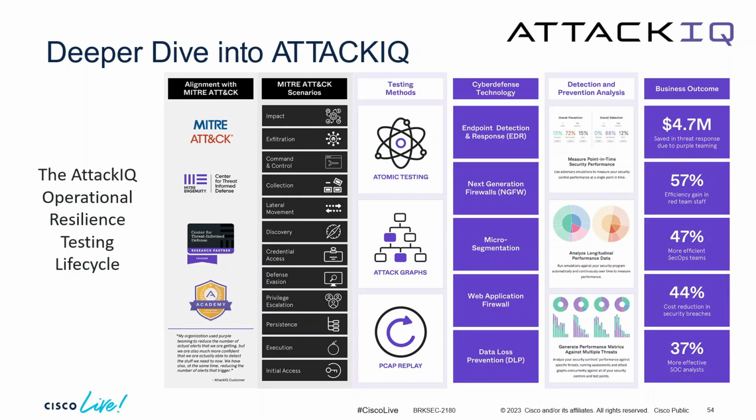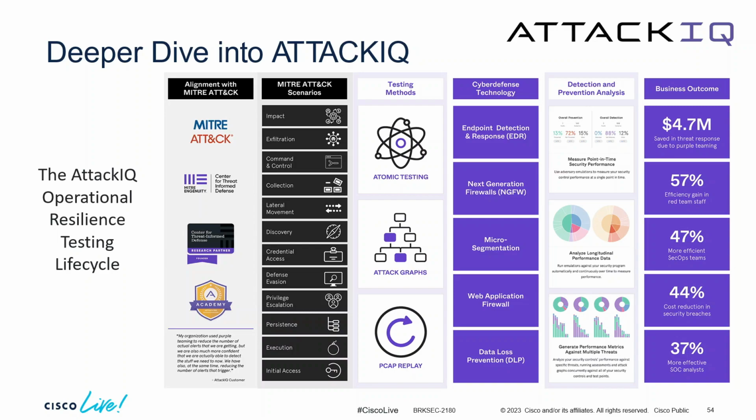Here's their AttackIQ operational resilience testing lifecycle. So you can see on the left, we've got alignment with MITRE. We've got our MITRE ATT&CK scenarios. We've got testing methodologies like atomic testing, very specific tests that we might drive towards. That's really our focus here. And then you get into attack graphs where you can simulate or emulate an attack flow. So an adversary might try to do X, and if X is successful, then they'll try A, B. If it fails, they might try something else. And so you can build out these attack graphs and emulate or simulate those in your environment.